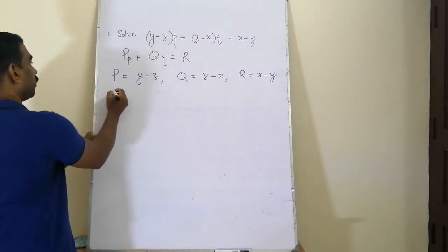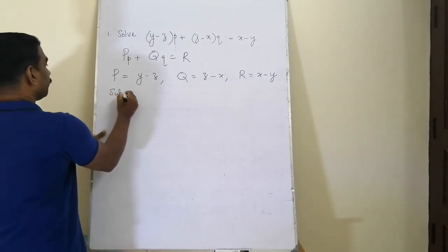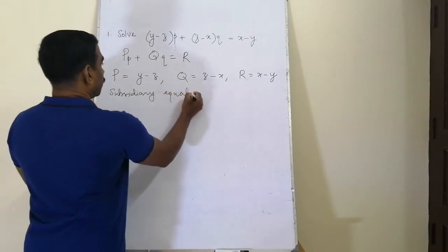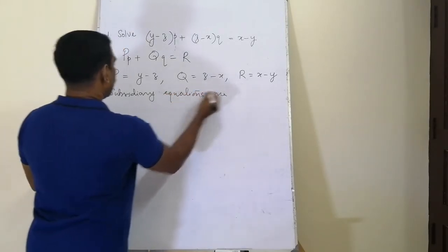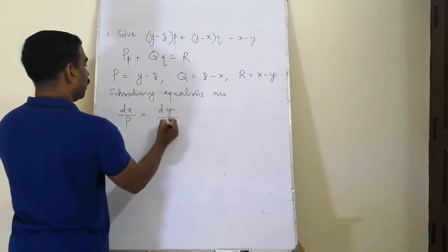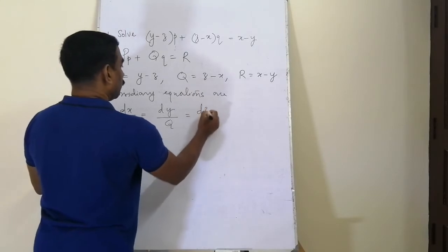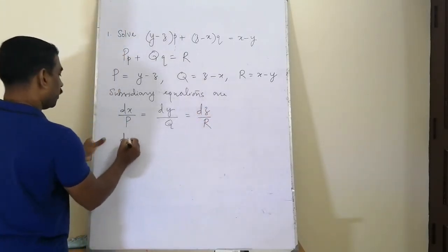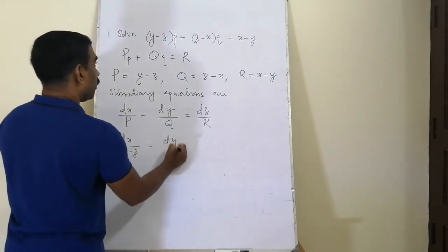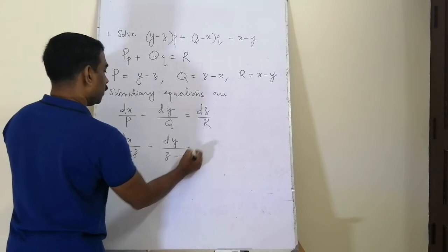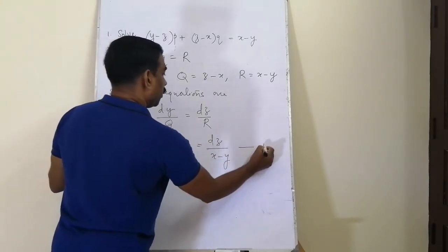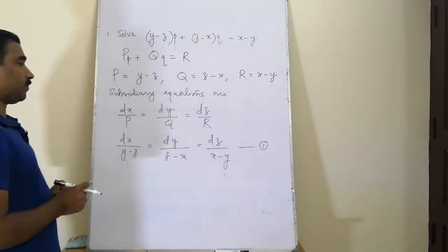Now writing the subsidiary equations, Lagrange's subsidiary equations are dx by P is equal to dy by Q is equal to dz by R. That is, dx by y minus z equal to dy by z minus x equal to dz by x minus y, and we call it equation number 1.